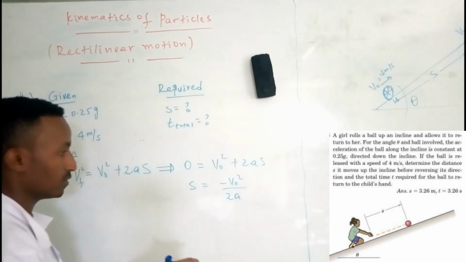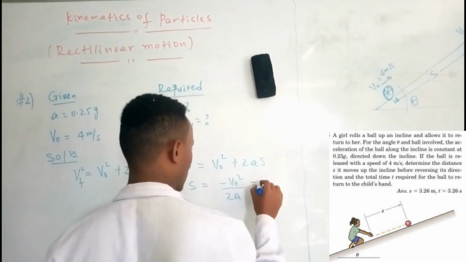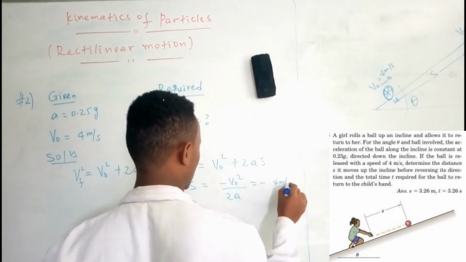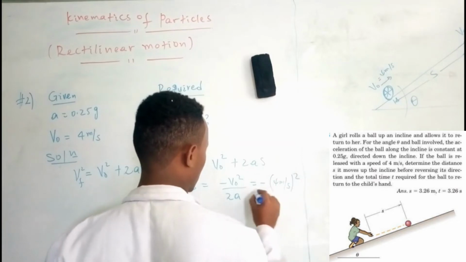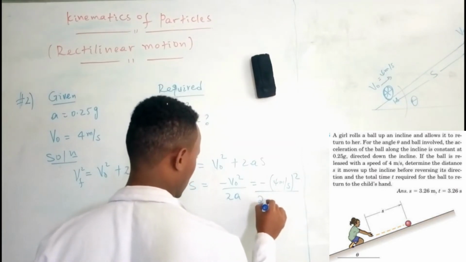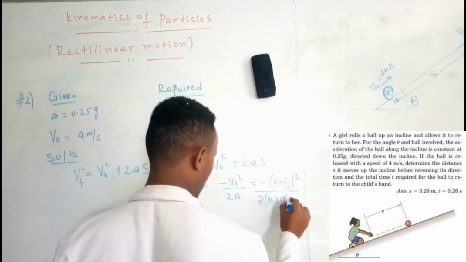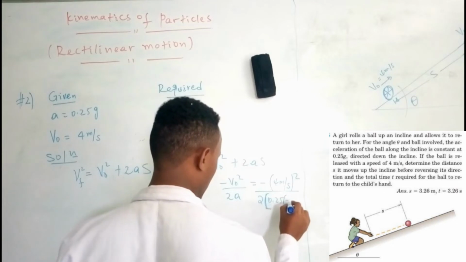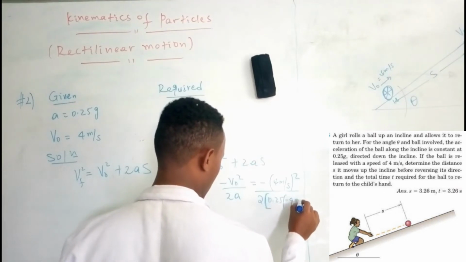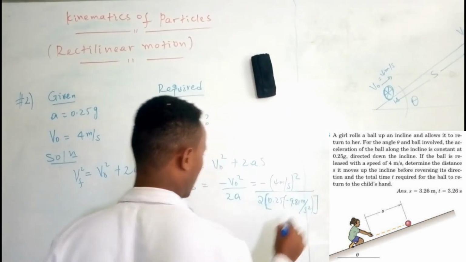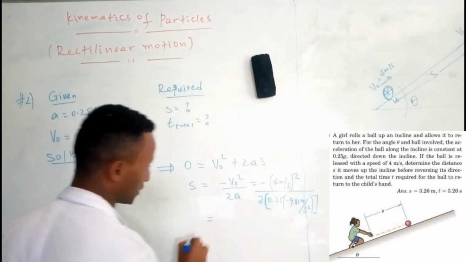Acceleration is gravity negative, so minus V naught, 4 meters, whole squared, over twice of 0.25 times negative 9.81 meters per second squared.